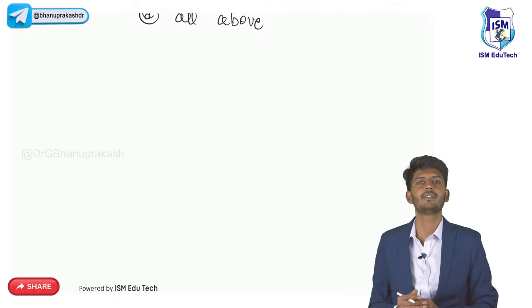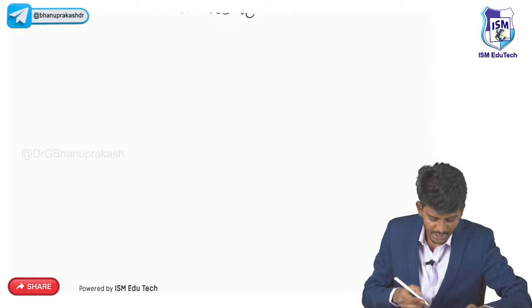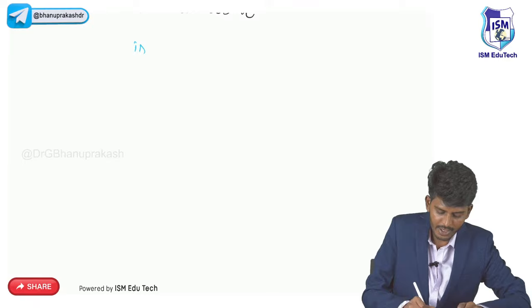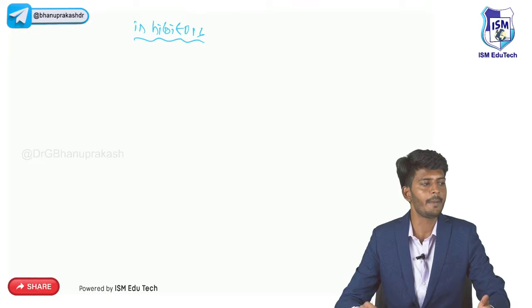Now, this is a repeat question which was asked very recently. So be careful, guys. This is a very important question. Now, let's go to the next important aspect. Where there is an inducer, there should be an inhibitor. We are going to understand enzyme inhibitors. What are the inhibitors? These enzyme inhibitors are the group of drugs which inhibit the liver enzyme.